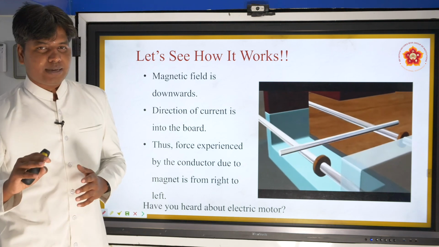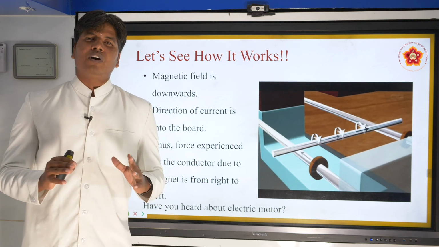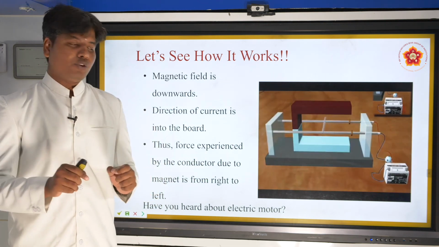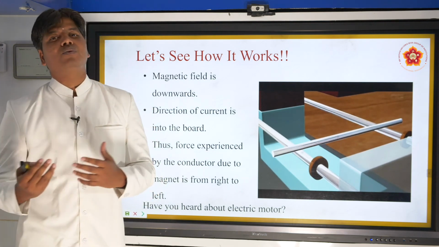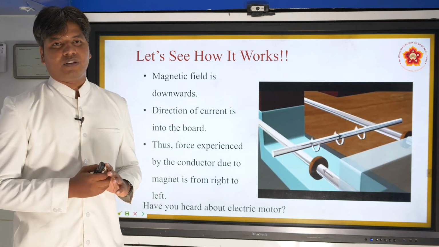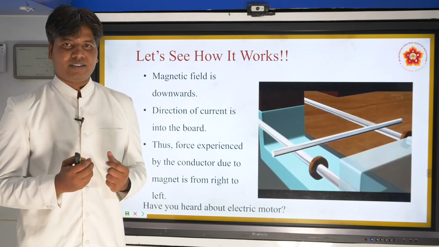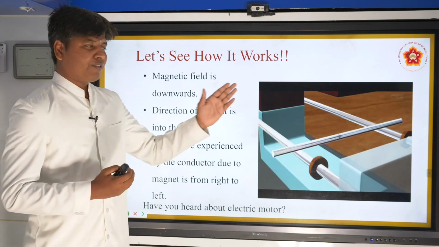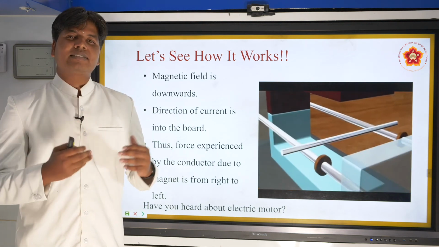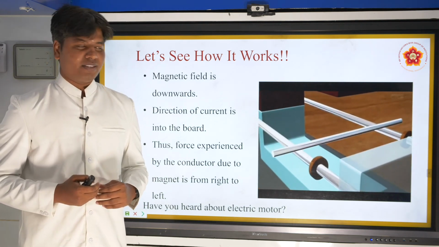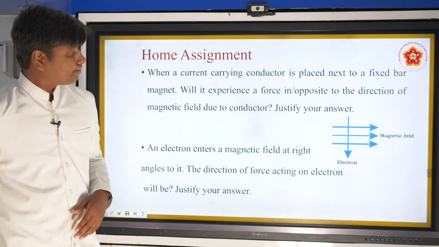So don't study about the electric motor as of now. Just after this session, just think of how to rotate anything using Fleming's left hand rule. How to cleverly rotate anything using Fleming's left hand rule. You draw the diagram, do something, but you will have a clarity. You will try something, and when I explain to you about the electric motor, you will understand it more clearly. That's what I mean. Okay, now let us see about the home assignment.